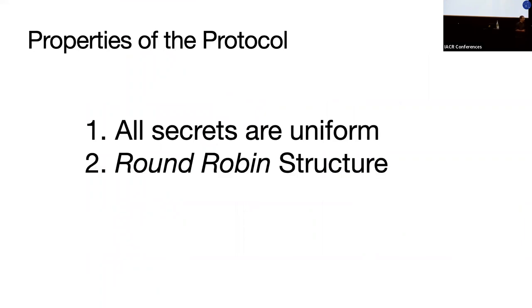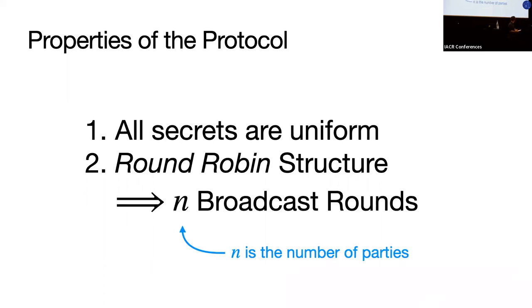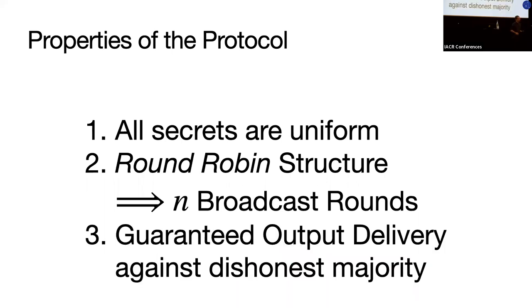The second property is it has a round robin structure, which means that everybody speaks exactly once, using only the public bulletin board. And the order in which they speak doesn't impact the security of the protocol in any way. In fact, the order can even be determined by the adversary. Of course, this round-robin structure immediately implies that the protocol has exactly n broadcast rounds, where n is the number of parties. Finally, I'd like to observe that the protocol has guaranteed output delivery against a dishonest majority. And this means that any coalition of n minus one corrupt parties cannot prevent the protocol from delivering a secure SRS to the public for public consumption.